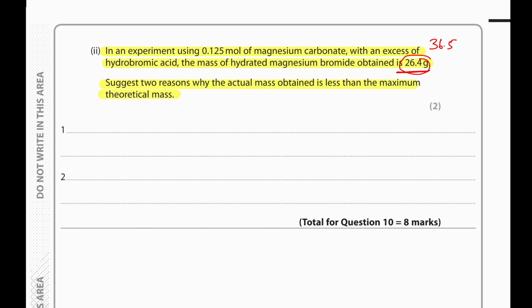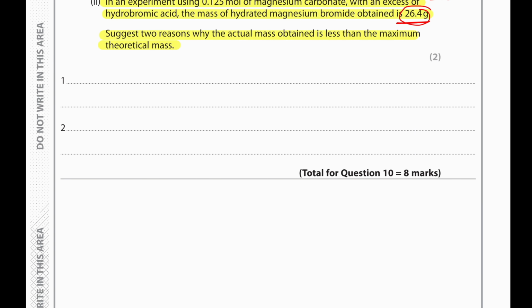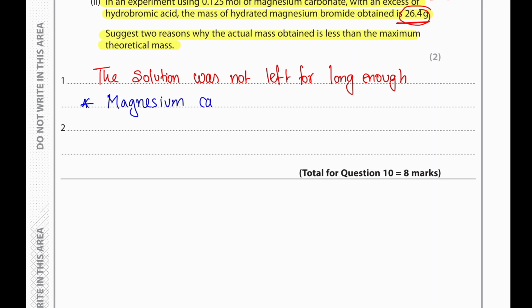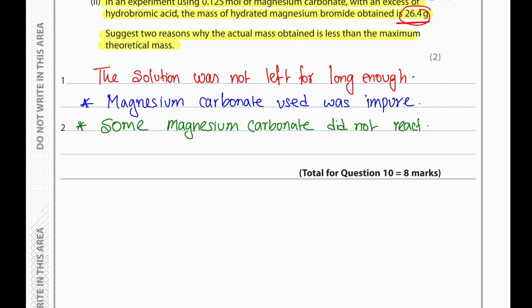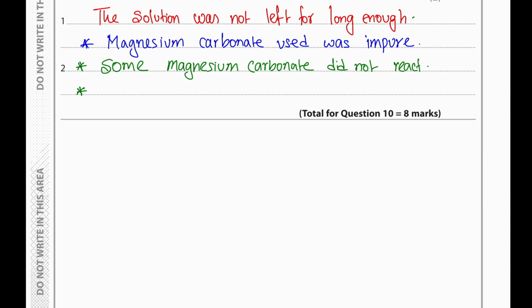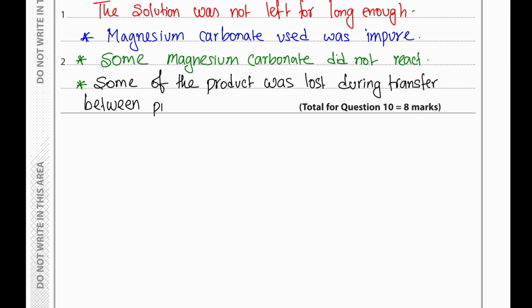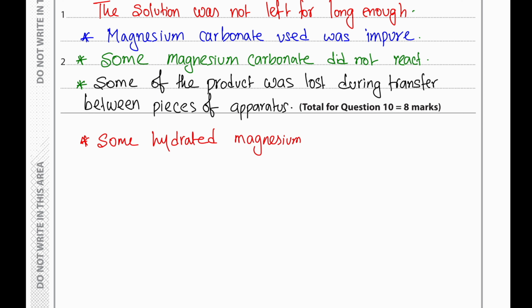One of the main reasons could be that the magnesium carbonate that we used was impure. Then we can say some magnesium carbonate did not react, or maybe some of the product was lost during the transfer between the pieces of apparatus. We may also say that hydrated magnesium bromide loses some water of crystallization when we heat it to get the crystals. Some of the product dissolves when the crystals are washed, so we lose a significant amount of mass when washing the crystals.